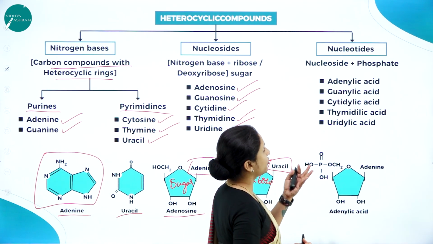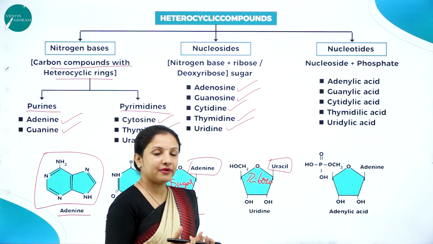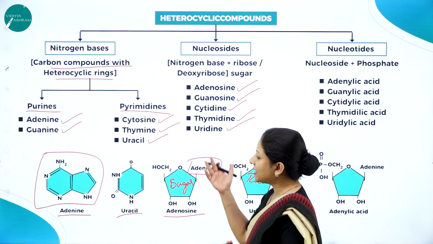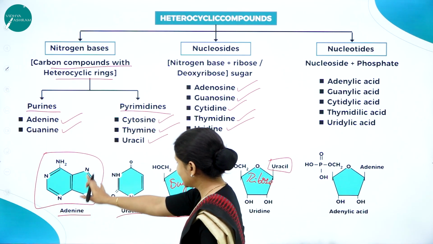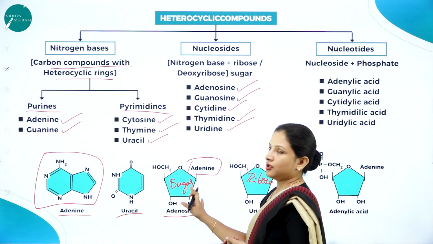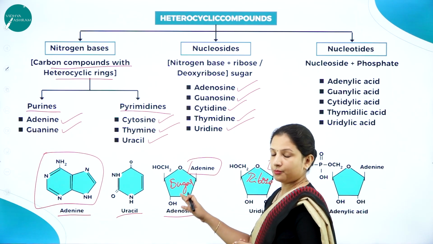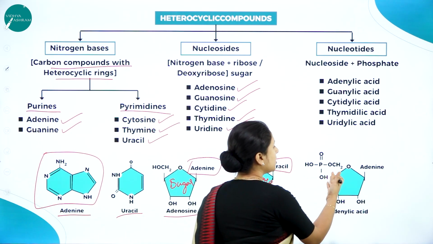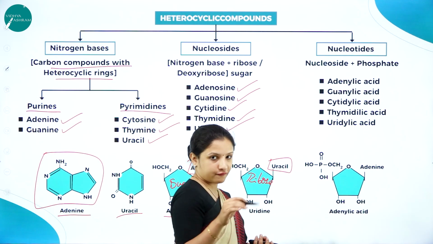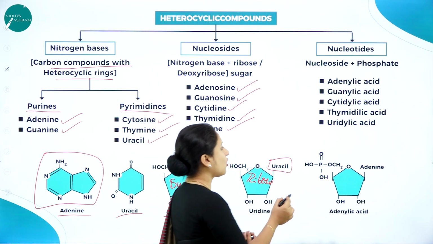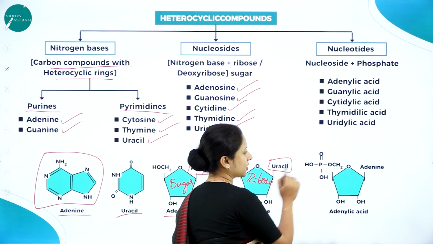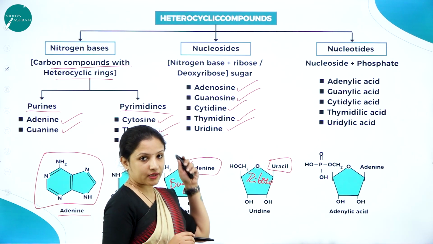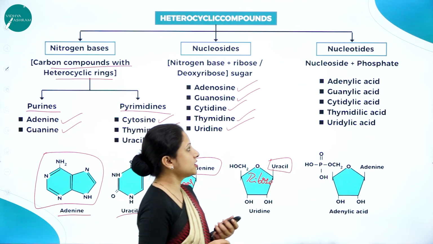Next, moving further, nucleotides. Now what is a nucleotide? Nucleotide means a nucleoside attached to a phosphate group. Now what is this nucleoside? A nitrogenous base that is attached to a sugar molecule, be it ribose or deoxyribose, and that is attached to a phosphate group, that is the PO4 group, we call it a nucleotide. So these two, nucleoside and nucleotide, are very, very important.